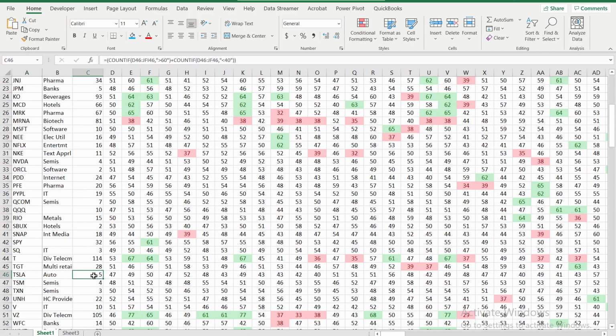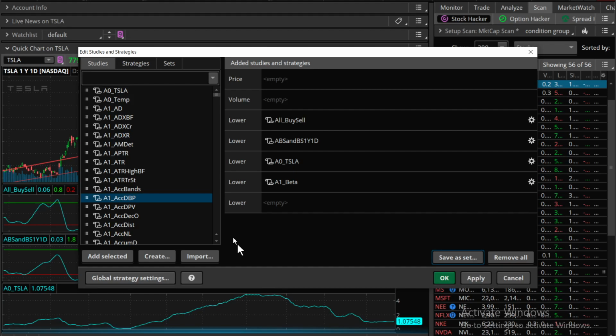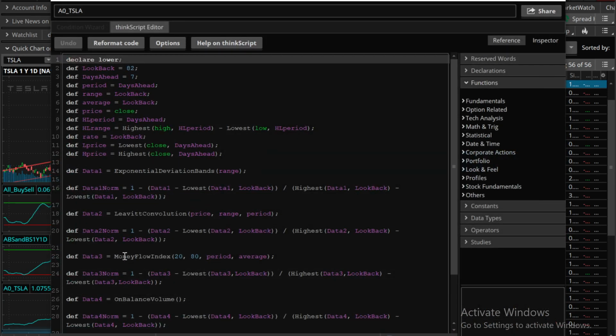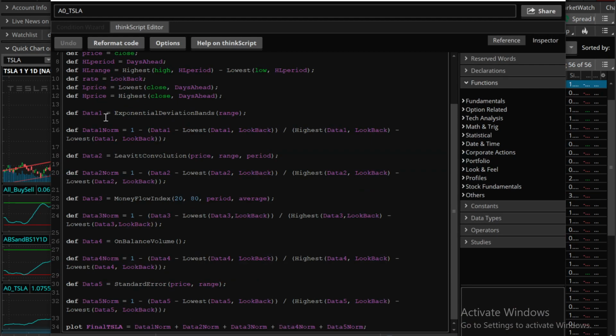Now this is the count of how many of these studies were either above 60% or below 40%. Tesla only had 5 out of 260 something. That's not a lot. So here's what I did. I took those 5 and I combined them into one algorithm.